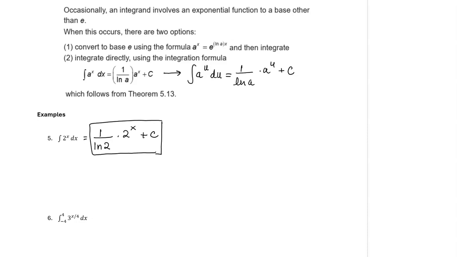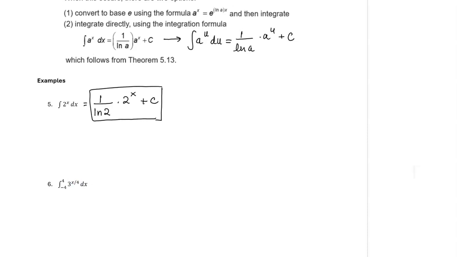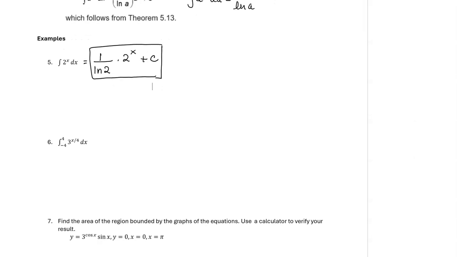Now example 6 is a little bit different because it's not just x in the exponent, it is x divided by 4. So I'm going to apply a u substitution and say that u is equal to x over 4. In that case, then my du, the derivative of u, would be 1/4 dx. We don't have a 1/4 in there, and so I'm going to multiply both sides of this equation by 4 to see that 4 du is equal to dx.